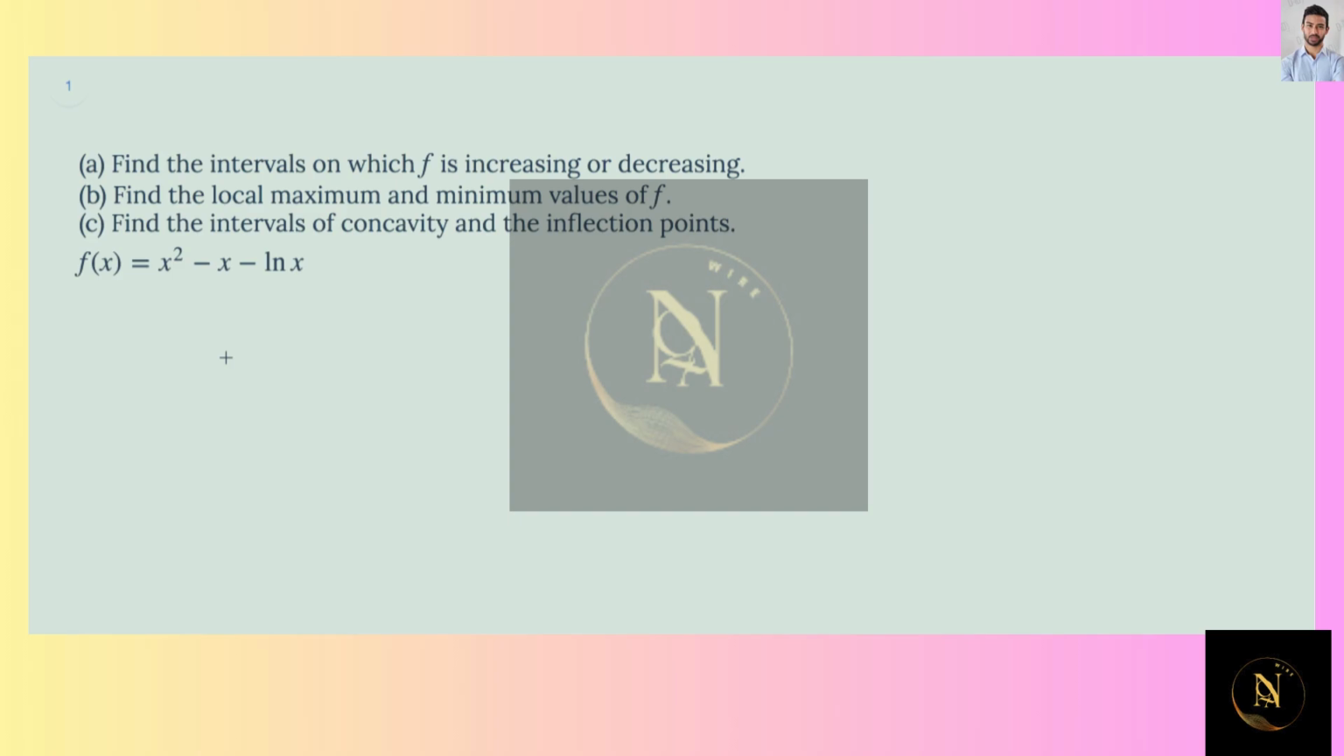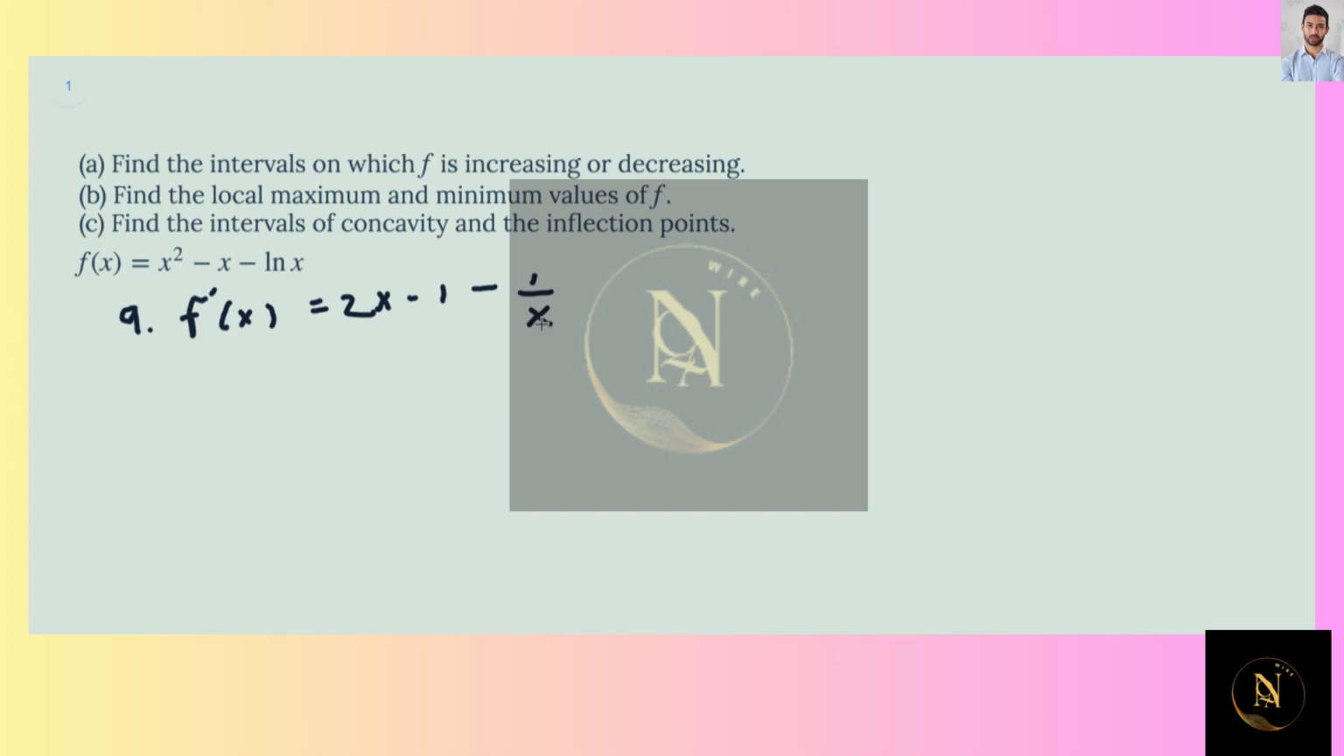Okay, so we are being asked to find intervals on which f is increasing, decreasing, the local min and max, and the intervals of concavity for f of x. So in order to first find where the function is increasing or decreasing, we apply the first derivative test. We have to take the derivative. So this will come out to be 2x minus 1 minus 1 over x.